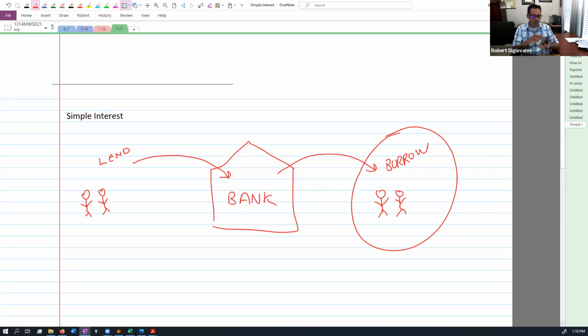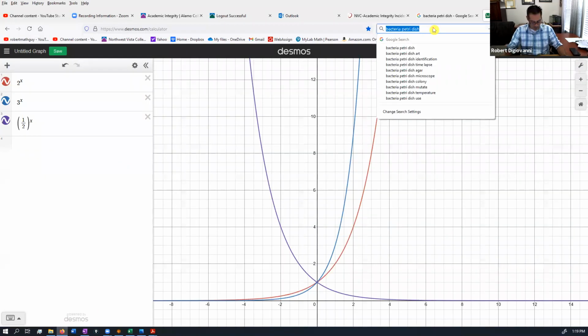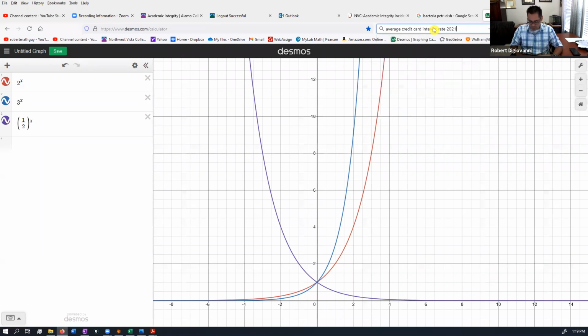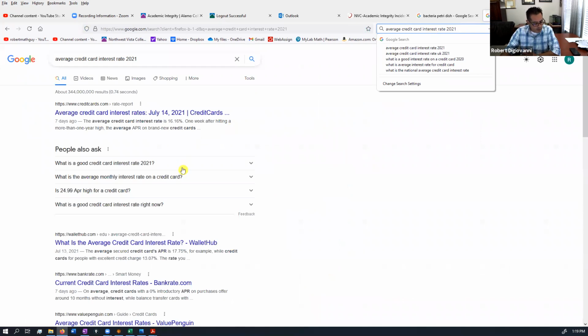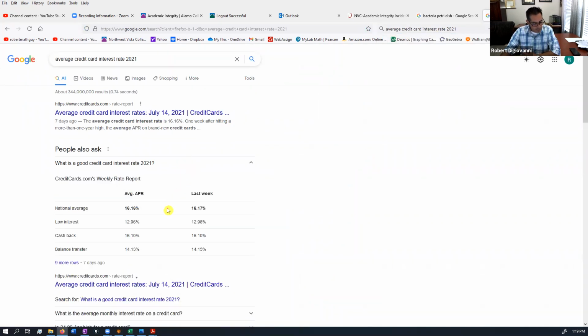Does anyone know what the interest rate is on credit cards? Anyone have any idea? What's the average credit card interest rate in 2021? Let's see. Here we go. National average 16.16.